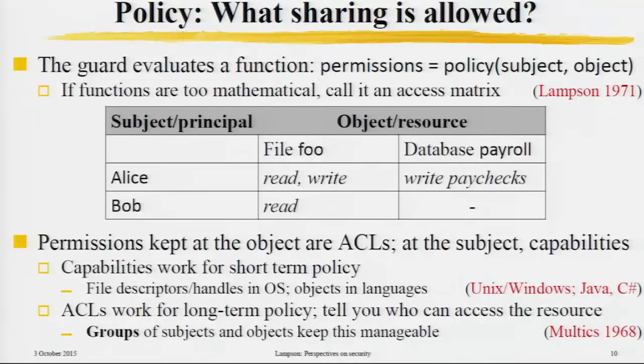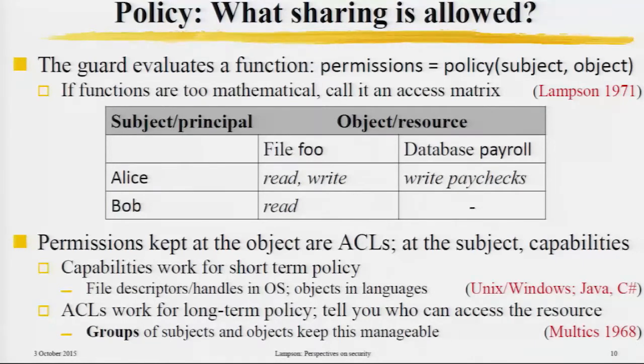Well, this is the classic story that I put together in 1970 for the Cosine Committee on Operating Systems. I came to the committee and I said, the guard should be evaluating a function. You feed in what Peter Denning later called the subject and the object, and the policy function tells you what permissions, what operations are going to be allowed. The committee said, functions? No, that's much too mathematical. Our students will never be able to understand that. We may not even be able to understand it.